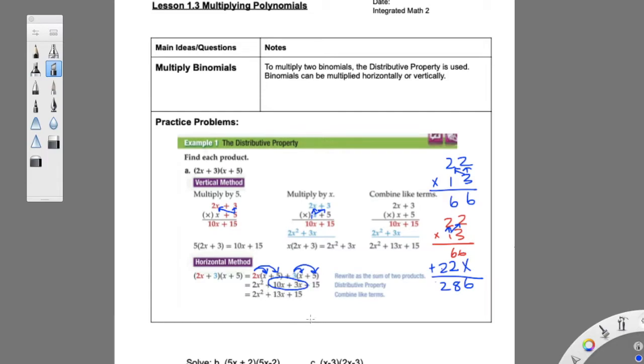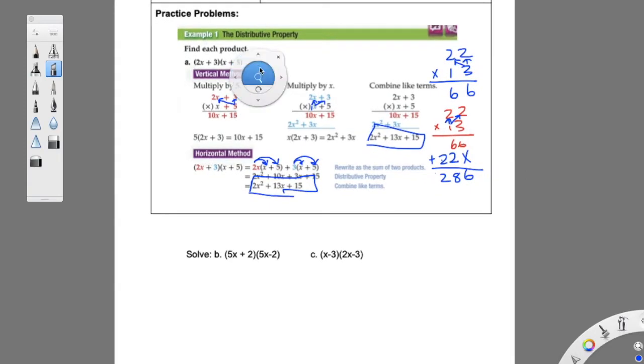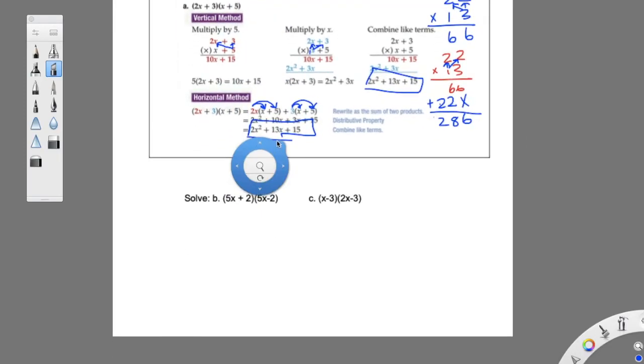Again, we ended up with the same answer, right? These two answers are exactly the same. I'll put a box around them. It just depends on the method that we like the best. Okay, so let's go ahead and look down here at this a little bit in practice. All right, so I will do this one vertically and I will do this one horizontally.